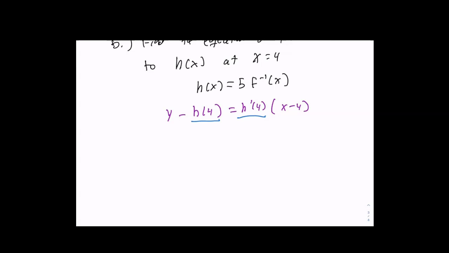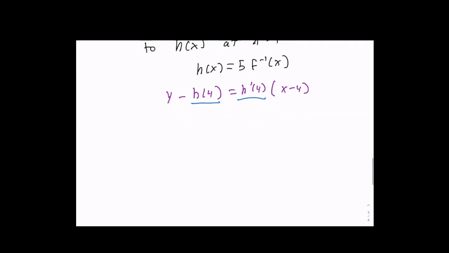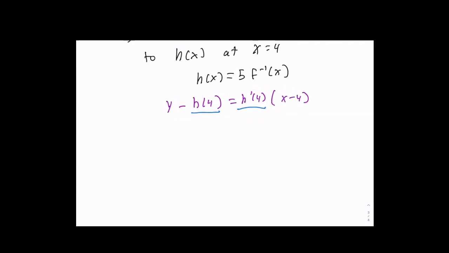So it's the same problem where you have to find h prime of 4 and then h of 4. I like to find h of 4 first, because we might need to utilize that later on in our problem. All right, so I'm going to find h of 4 first. So h of 4 is equal to 5 times the inverse f of 4.